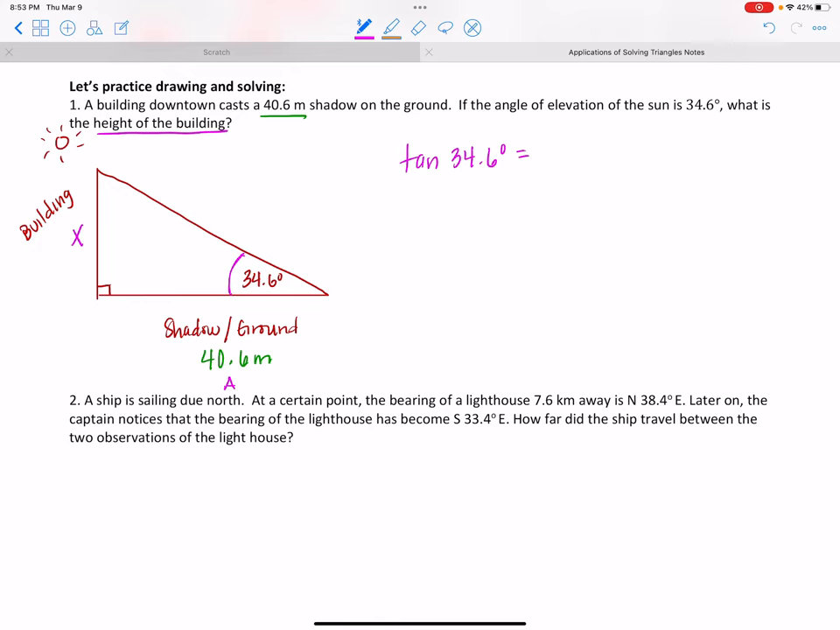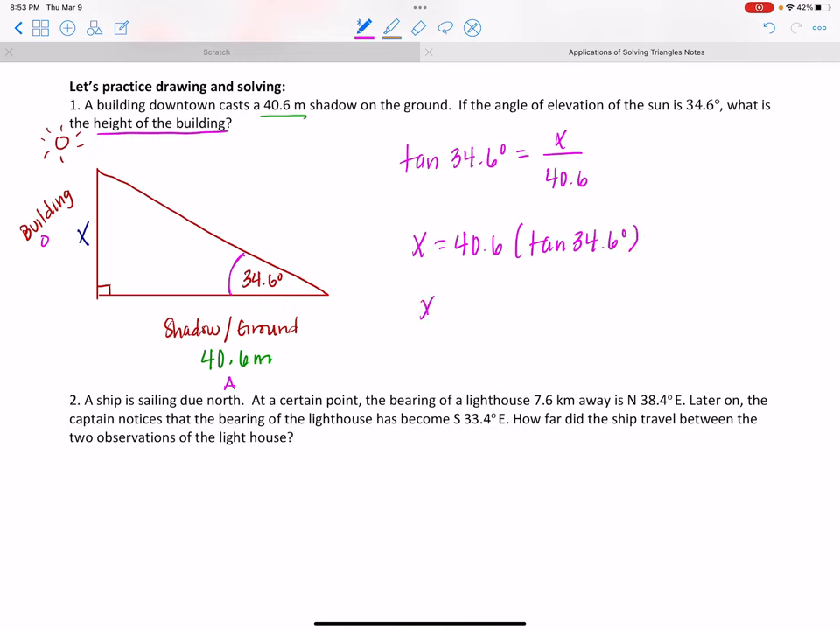It is the opposite side. So if you want to keep, sorry, I'm using too many colors. I'm going to call this X. If you want to still keep your labels on here as the opposite and adjacent, that's fine. It's just the O in the equation makes it look like a 0, and I don't want to mess that up. So tangent of our angle equals the opposite side, X, over the adjacent side, which is 40.6. So to solve for x, all I have to do is multiply that 40.6 over. So x is going to be exactly 40.6 multiplied by the tangent of 34.6.